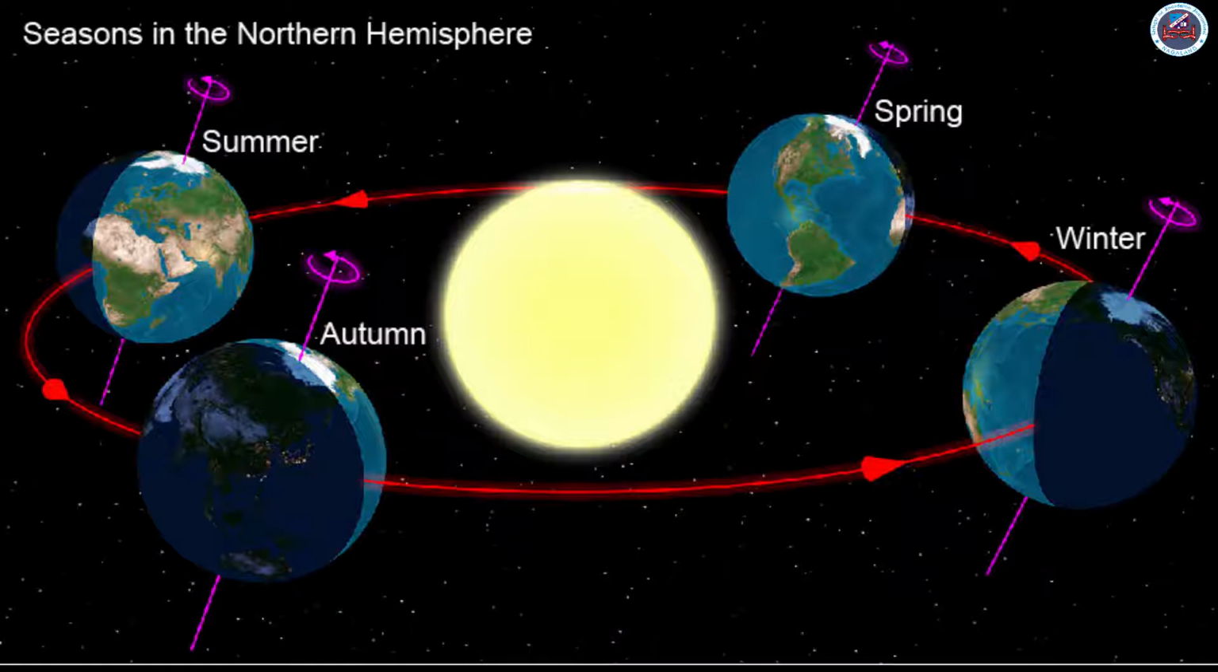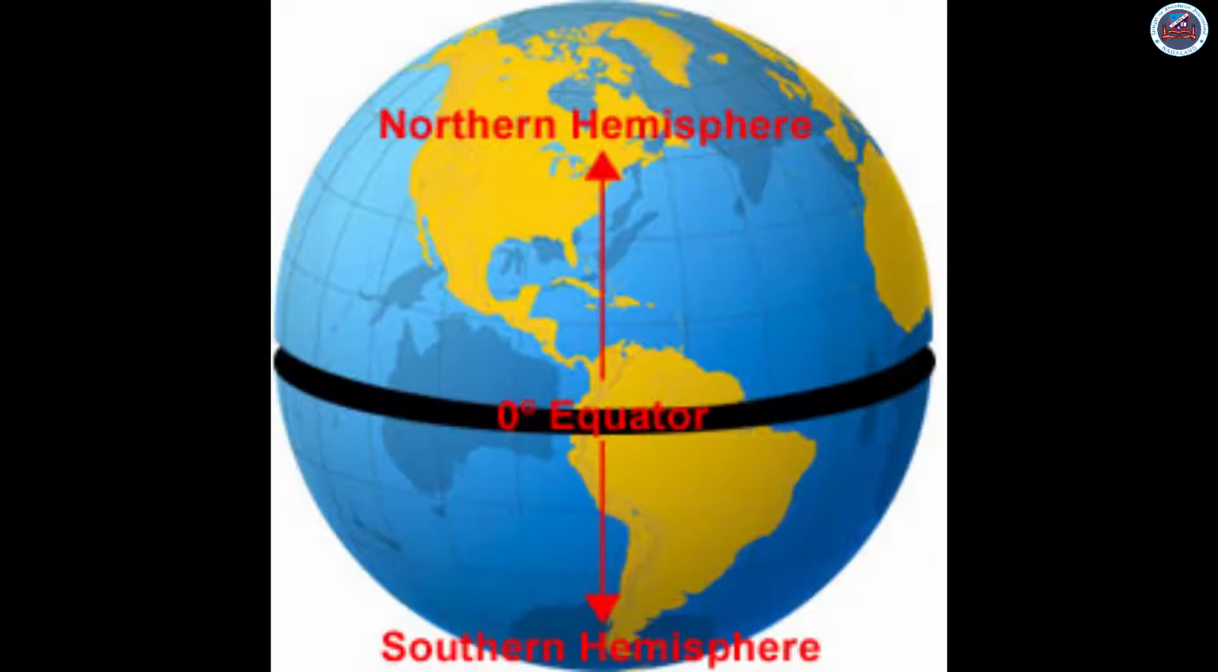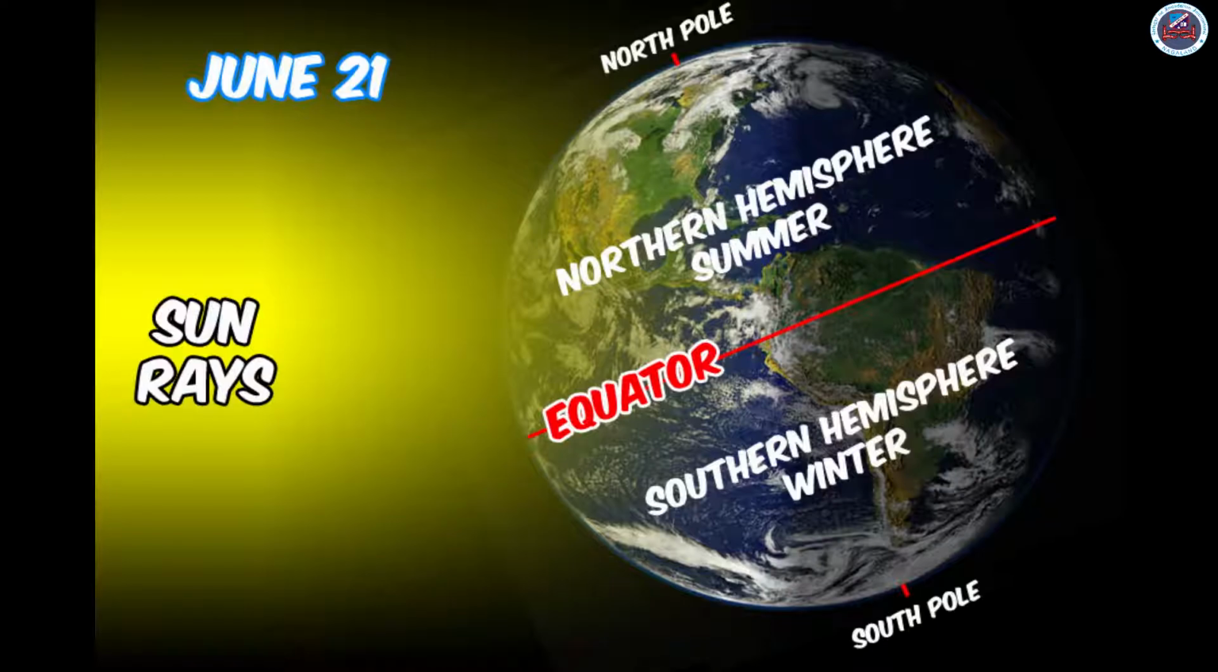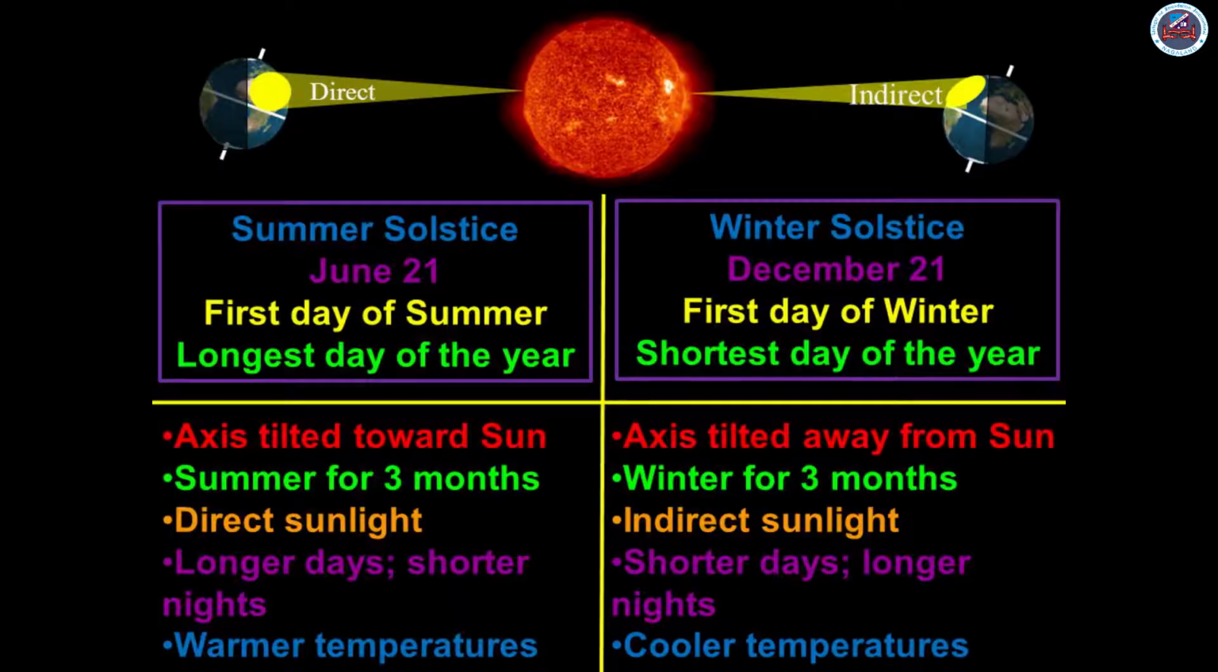The position of Earth from the Sun changes every time, so we experience the changes in the season. The Earth is divided into two hemispheres, the Northern Hemisphere and the Southern Hemisphere. The season depends on which hemisphere we live in. When the Northern Hemisphere has summer, the Southern Hemisphere has winter. This is because the Northern Hemisphere is tilted towards the Sun. In summer, the days are long and the nights are shorter.